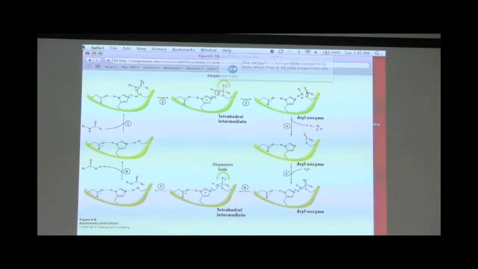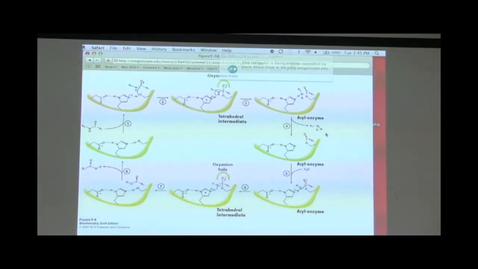This guy is only held in place by a hydrogen bond. That's the other half of the polypeptide chain. And in fact, it goes flying away. There's not much to hold it there. A hydrogen bond is not very strong. And so the first part of the peptide has been released.